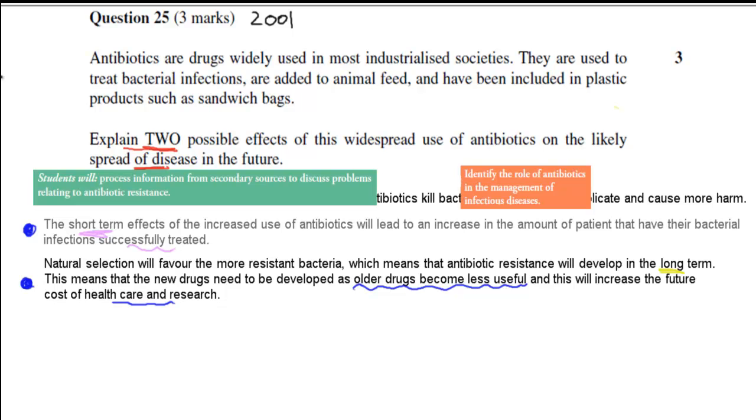And where does this question come from? It comes from these 2 dot points. First, identify the role of antibiotics. We need to know what antibiotics do, and this question does refer to that. And second, discuss problems related to antibiotic resistance. Most of this question was about discussing problems relating to antibiotic resistance. But hopefully that was useful.